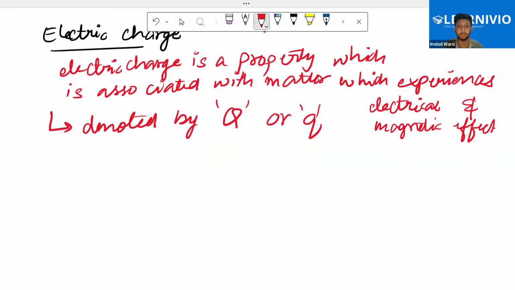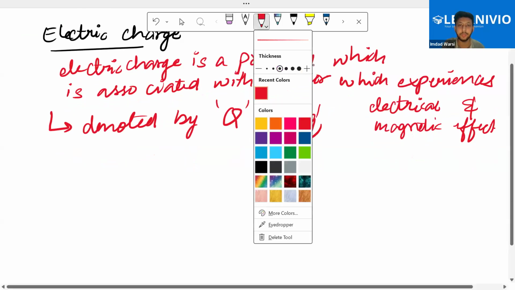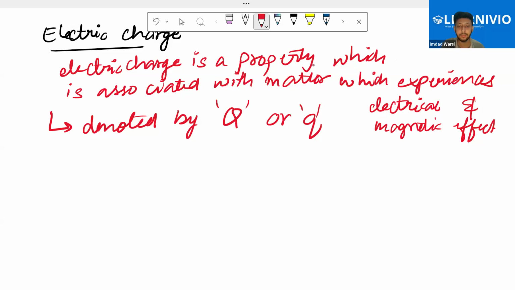Sir, this is the definition. Yeah, that's the definition of electric charge. How do we denote it? We denote it by capital Q or small q, depends upon you, whatever you feel better. Now, for example, if you are purchasing something, let's suppose you are purchasing vegetables, what quantity do you use? You use kgs, right, to measure them.